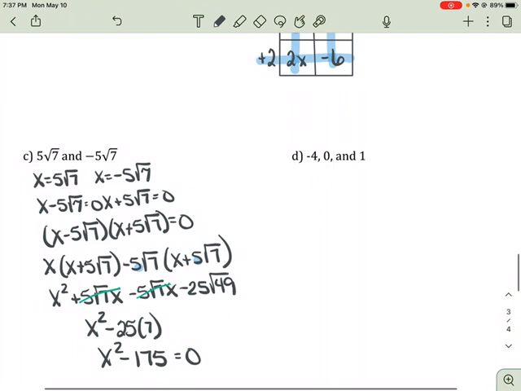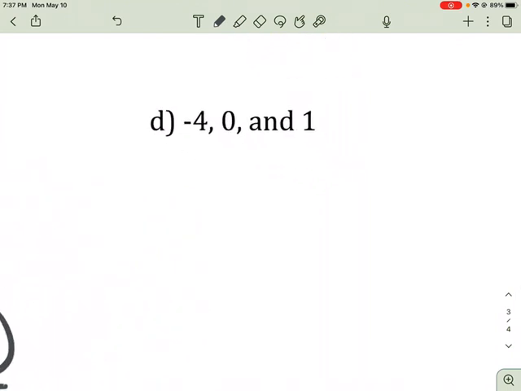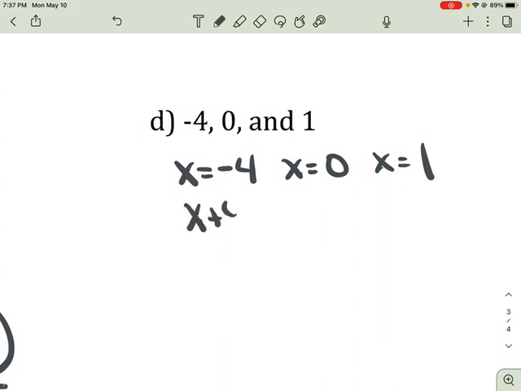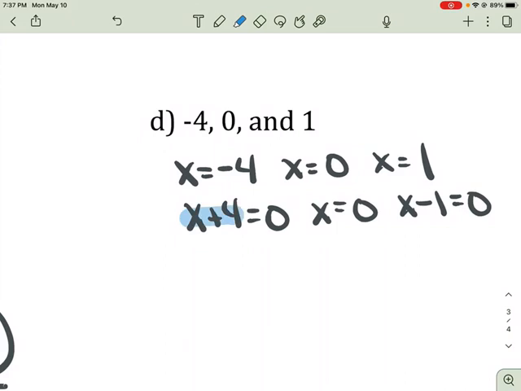All right, let's try this last one. All right, so there are 3 numbers here. So we're actually going to go x equals negative 4, x equals 0, and x equals 1. Okay, add the 4, 0. Can't do much with that. So can we just say x equals 0? I'm just going to leave it as x equals 0, and this is x minus 1 equals 0. Now, I'm going to start with these two, and I'm going to write it as x times x plus 4 times x minus 1 is equal to 0.